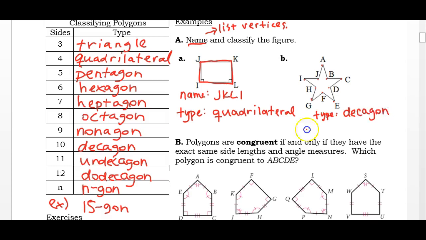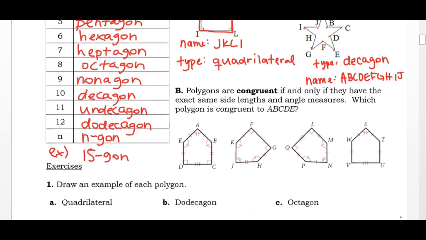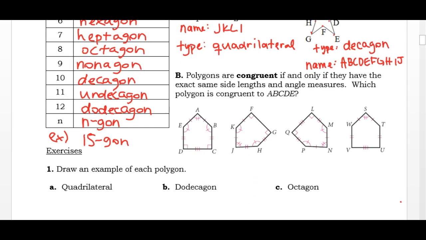The name of this decagon, again, would be to list the vertices in order without jumping around. So I would list A, B, C, D, E, F, G, H, I, J as the name of this decagon. Finally, I have polygons are congruent if and only if they have the exact same side lengths and angle measures. So which polygon is congruent to A, B, C, D, E? So I'm looking at this first polygon here, and I'm saying which of these 3 is congruent to the first. I want to look at every single piece of the polygon to see what matches up.